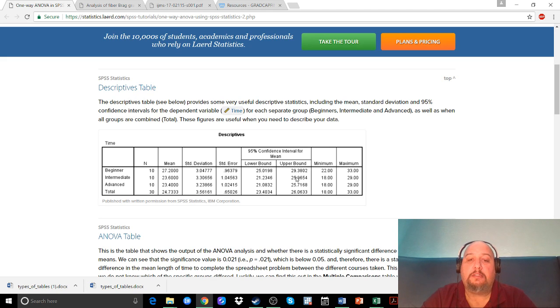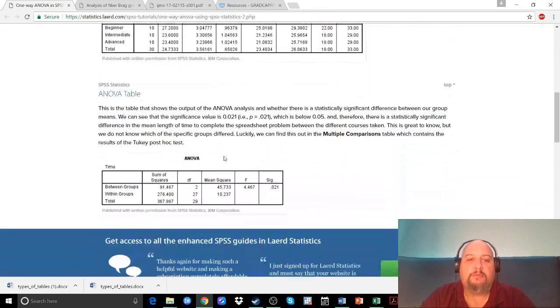Another place to look is at the 95% confidence intervals. If there's no big discrepancies in these 95% confidence intervals, once again, I likely, with no guarantee, but likely do have homogeneity of variance. So that's where these descriptive tables become useful.